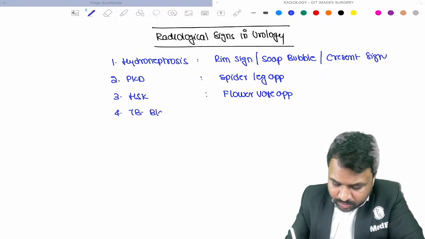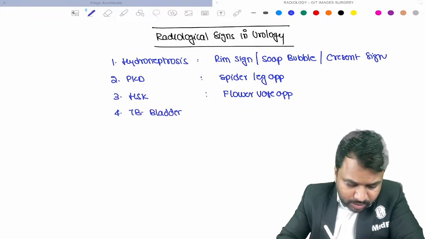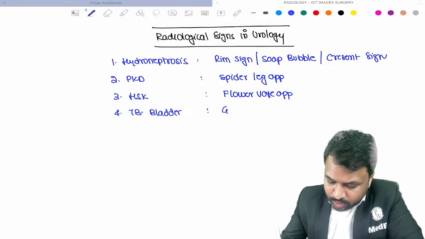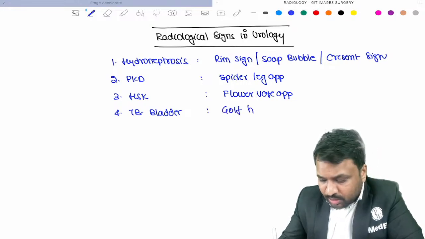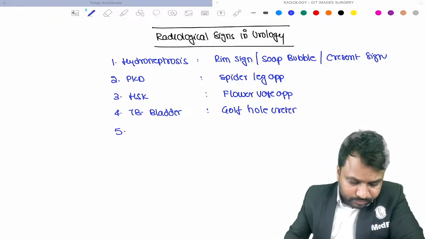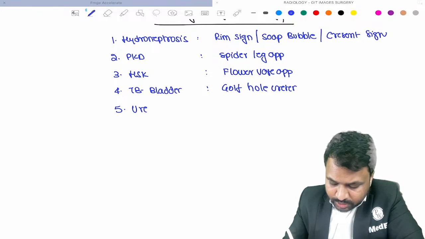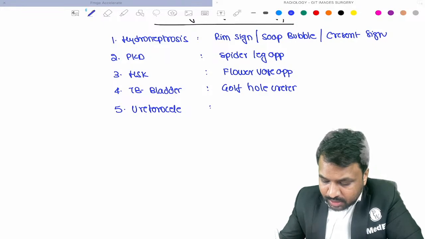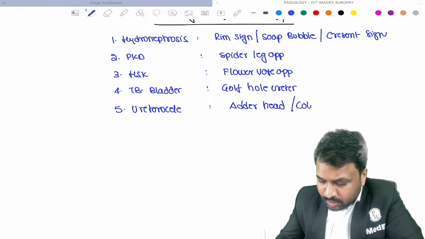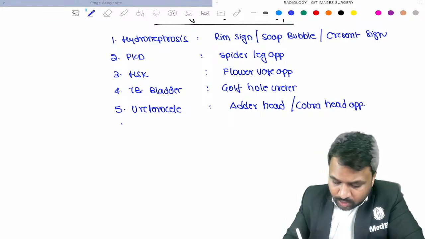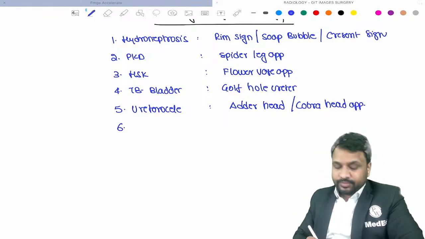In TB bladder, it will present as the golf hole ureter. That is your TB bladder. Then you have ureterocele. For ureterocele, you will see the adder head appearance or the cobra head appearance.